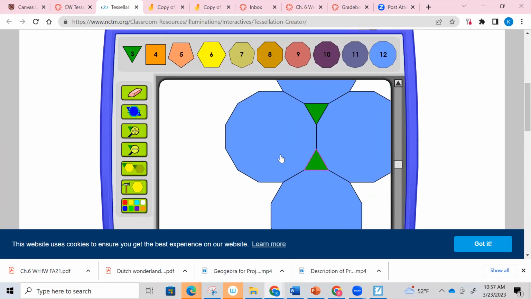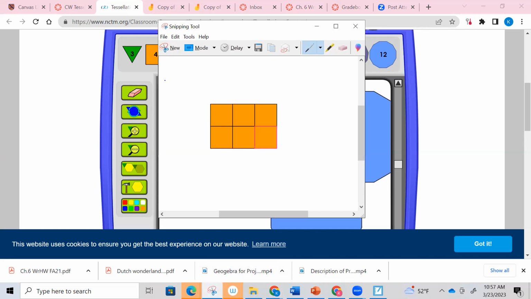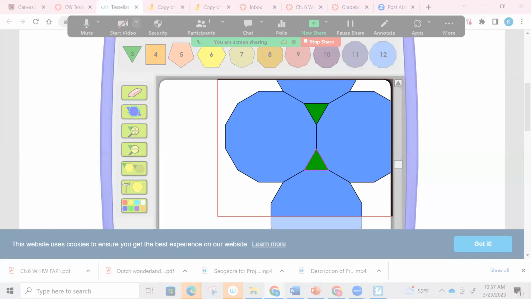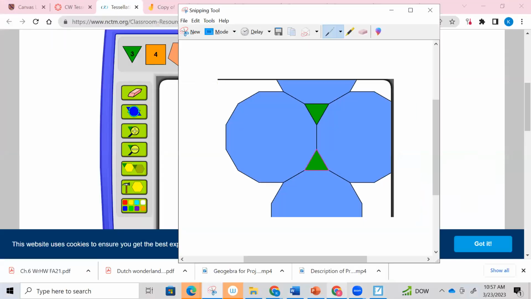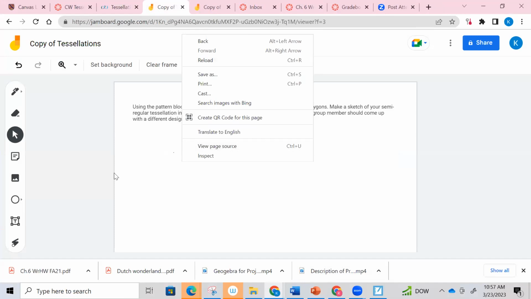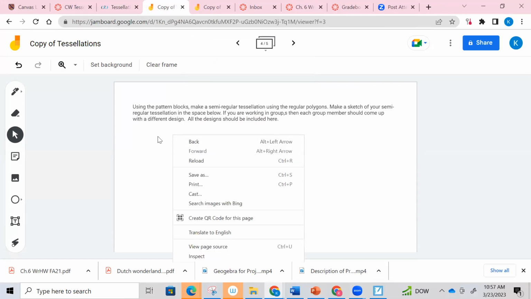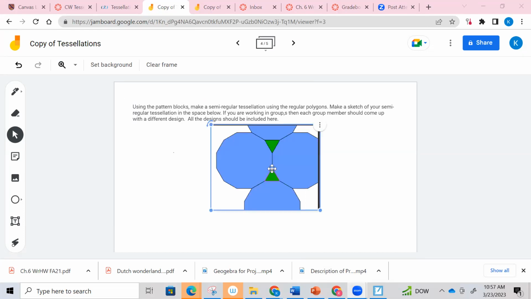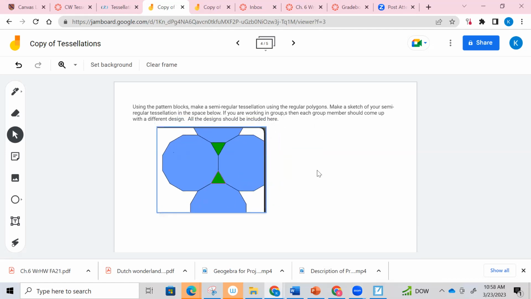And then again, you're going to copy and paste this into your Jamboard for this page. So again, if you have three different group members, you're each going to need to come up with your own. And you should make sure that you're covering at least one vertex, preferably two, when you're doing your semi-regular tessellation. So that is the classwork activity. And again, you need to turn it in by Wednesday.